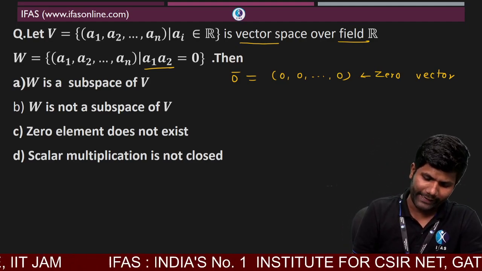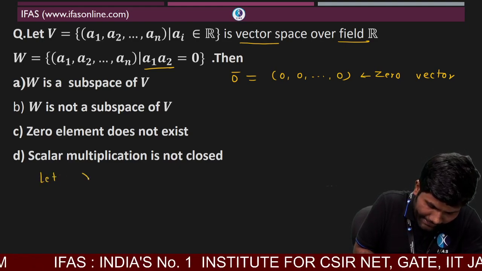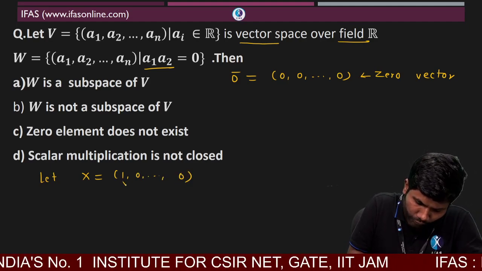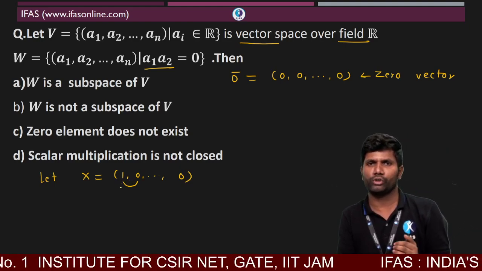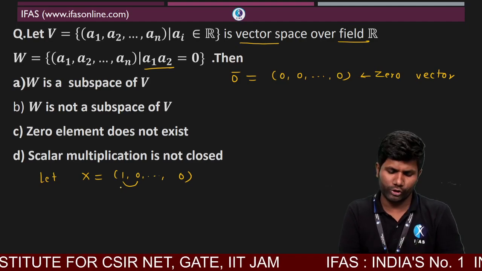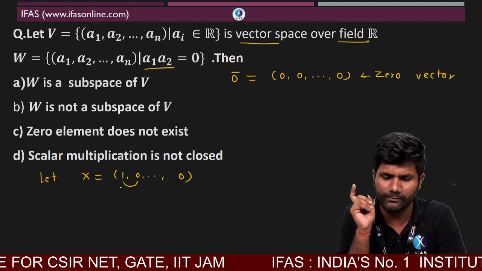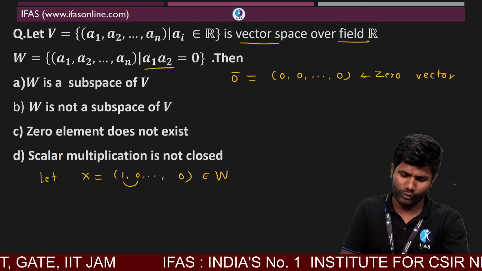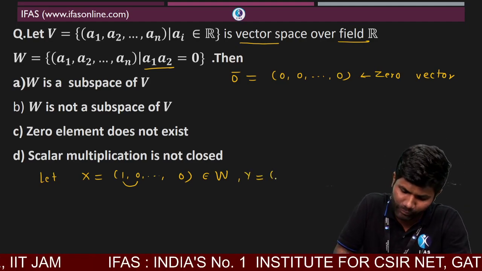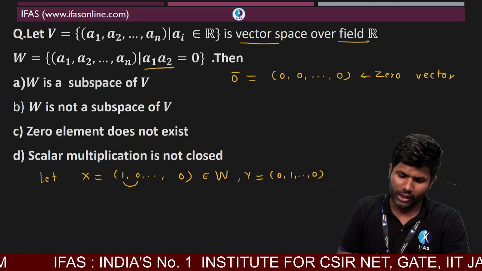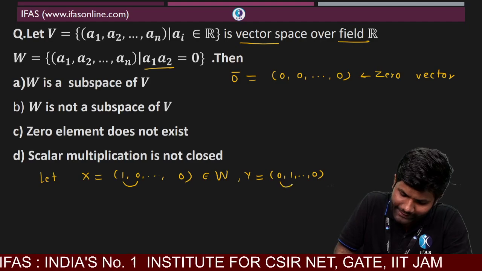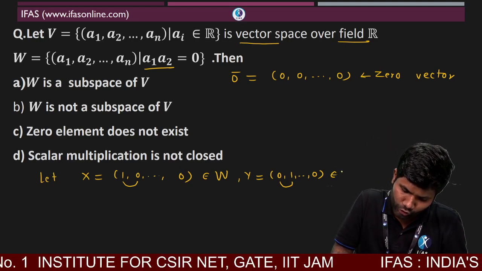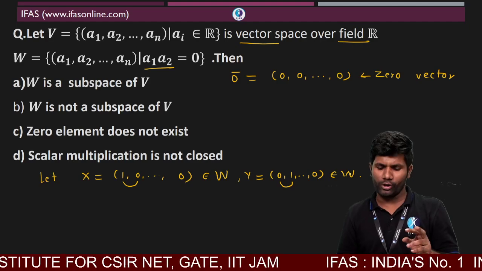So for that, first of all let x equal 1, 0 and so on up to 0. The product of the first two tuples, that is a1 into a2, is 1 into 0, and this equals 0. It means that x belongs to W. Also take y, another vector whose elements are 0, 1 and so on up to 0. If you check the product a1 into a2, that is 0 into 1, it is again 0. So y also belongs to W. So here the two vectors x and y belong to W.